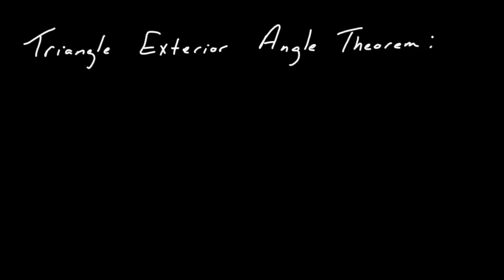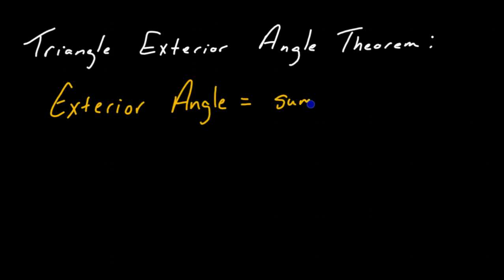So we also have another theorem, triangle exterior angle theorem, and it states that an exterior angle, if we wanted to get the measurement of it, all you have to do is add up your two remote interior angles. So it's the sum of the two remote interior angles.